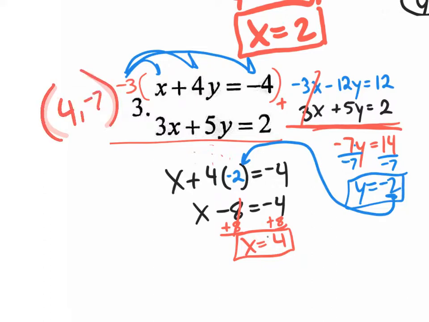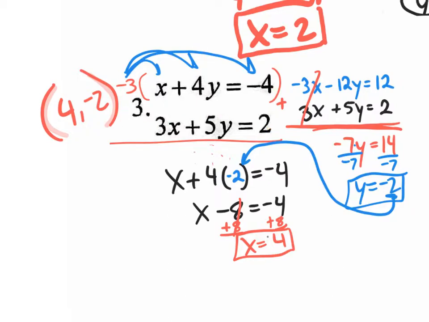4 comma negative 2. Now, I know this is the first time you saw it, so you're probably thinking, oh, this is kind of complicated. It gets really easy, trust me. Again, it's called linear combinations. Why? Because you're combining the x's, you're combining the y's. You're combining the top line with the bottom line.